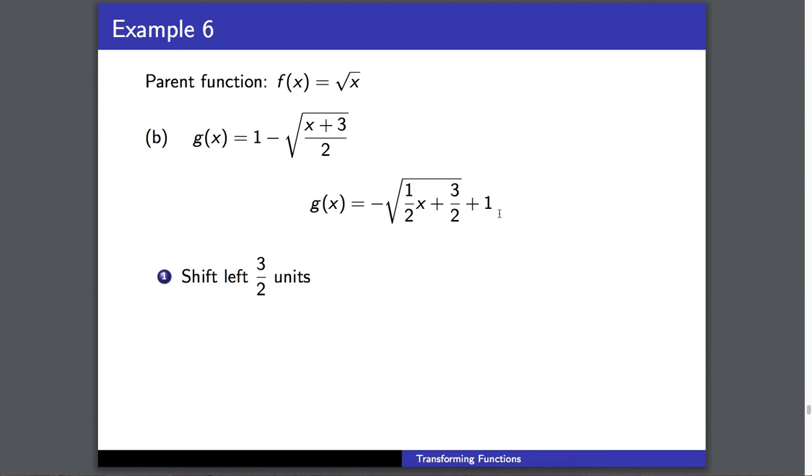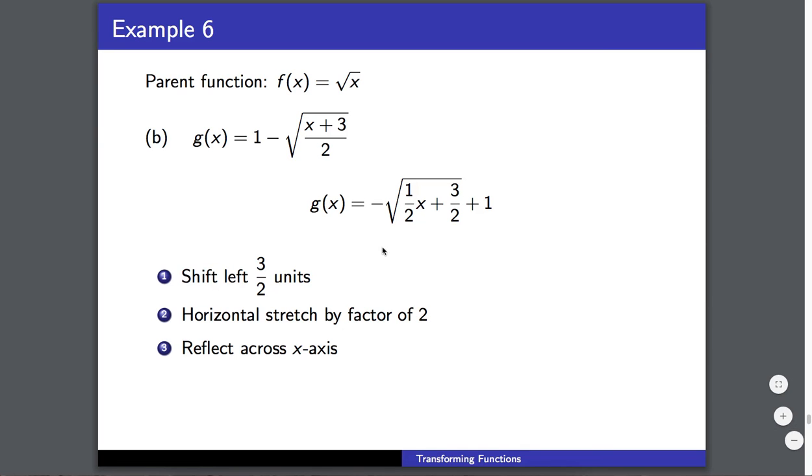Well, we're going to shift it to the left 3/2 of a unit. So the plus 3/2 inside is a shift to the left 3/2 of a unit. The 1/2 that we're multiplying our x by is a horizontal stretch because we're multiplying x by a number between 0 and 1. It's a horizontal stretch by the reciprocal of 1/2, which in this case is 2. So it's a horizontal stretch by a factor of 2. The negative that's out in front of the square root is our reflection across the x-axis, and the plus 1 that's outside of the square root is shifting our graph up 1 unit.